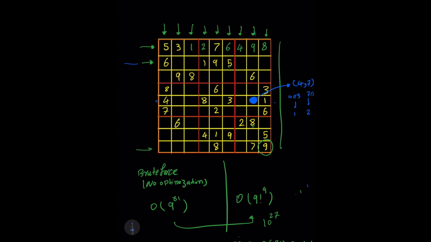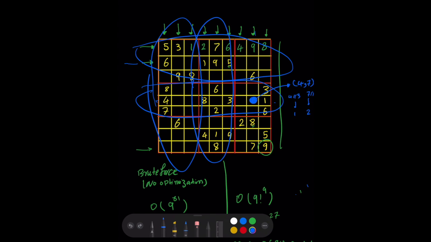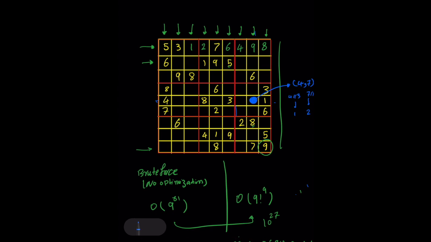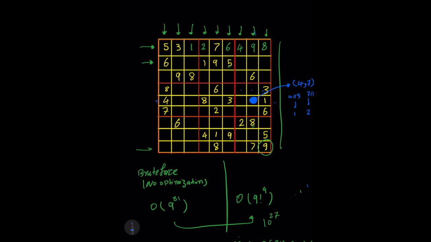This is block 0, this is block 1, and now block 2. This is 0, 1, and 2. So this block is actually block 1 and 2. So we can easily find out each element. Basically, all the elements here belong to block 1 and 2.